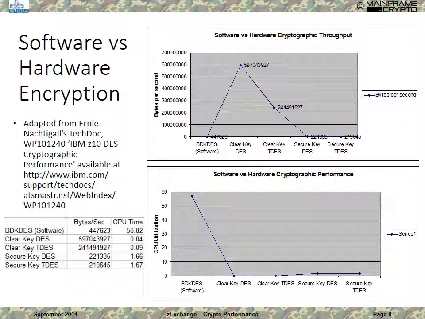So again, software encryption is significantly more expensive than hardware. If you've got to do a lot of encryption, you definitely want to use the hardware. That is just going to be much better than using software, much better performance and dramatic CPU savings to do the work on hardware. So let's go to slide 10.